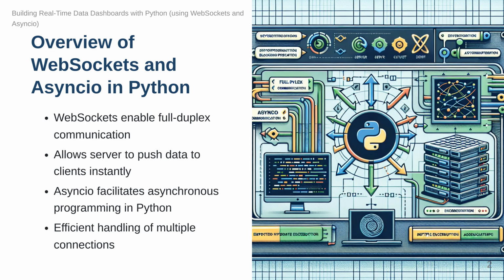dashboard. WebSockets provide a full duplex communication channel over a single TCP connection, allowing the server to send data to the client without the need for repeated requests. This is perfect for real-time applications. On the other hand, Asyncio is a Python library that enables asynchronous programming, allowing us to handle multiple connections efficiently without blocking the execution of our program. Together, WebSockets and Asyncio create a powerful combination for building responsive and interactive applications. In the next slide, we'll set up our development environment to get started with our project.